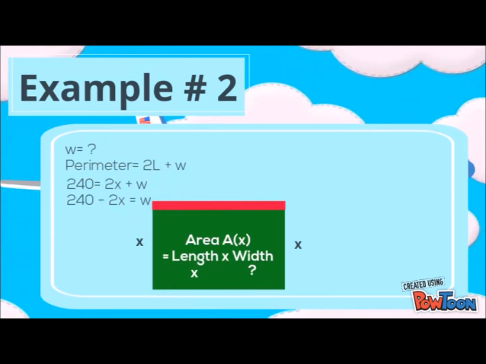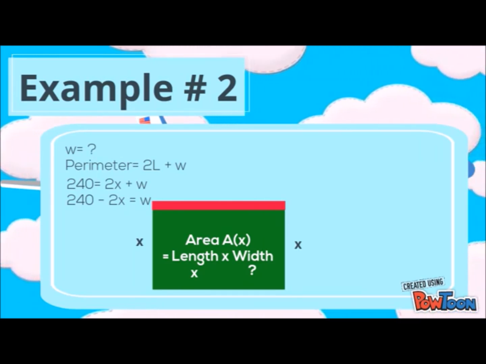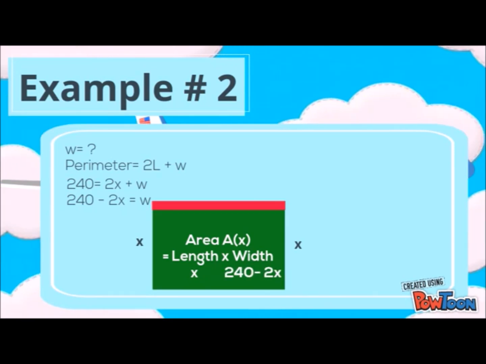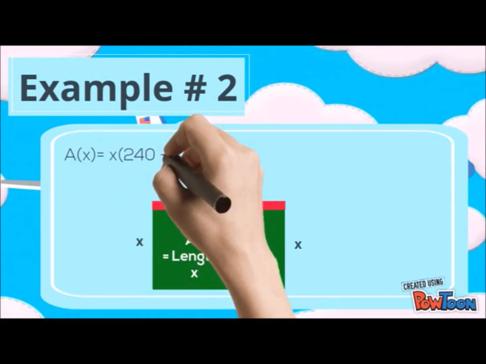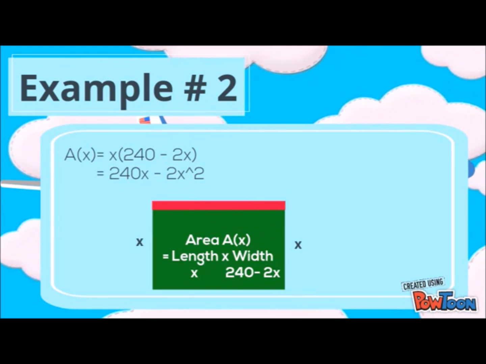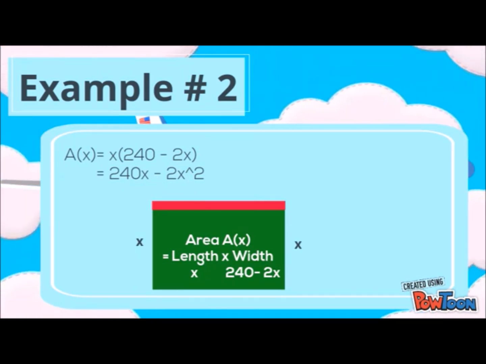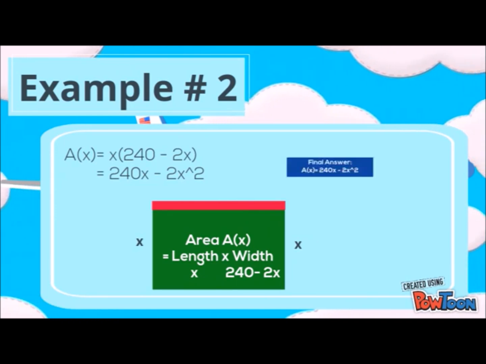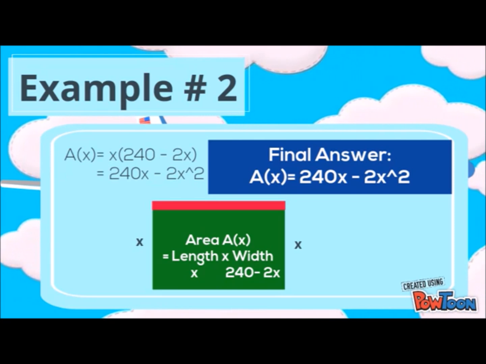Substituting, we have 240 equals 2x plus w. Then we need to transpose 2x, that gives us 240 minus 2x is equal to w. Now the width is equal to 240 minus 2x. Now it's time to solve for the area by multiplying length x to width 240 minus 2x, and that gives us 240x minus 2x squared. Now the final answer will be A of x is equal to 240x minus 2x squared.